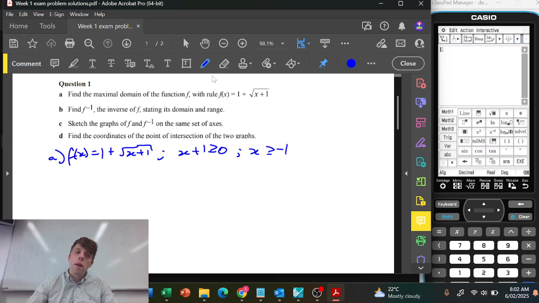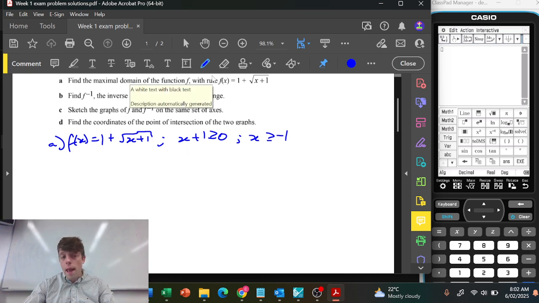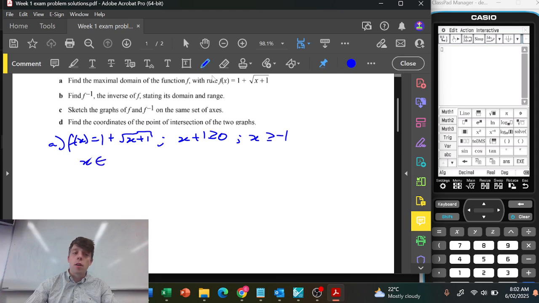So therefore, what is the maximal domain of this function? Well, first up, what's domain? Domain relates to the x values or the inputs of the function, and we know that the input into this function can be basically anything, excluding numbers that are less than -1. So we could write it like this, for example. We could say it is including -1 and then anything larger than that.